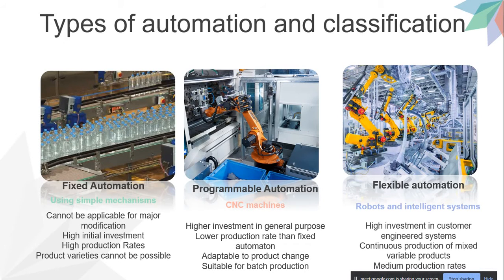Basically, when it comes to the typical classification of any automation segment, you have three typical automations. The very first one is fixed automation. Fixed automation is nothing but you have a fixed product. Mostly it will be a single product, just like your Coca-Cola manufacturing.